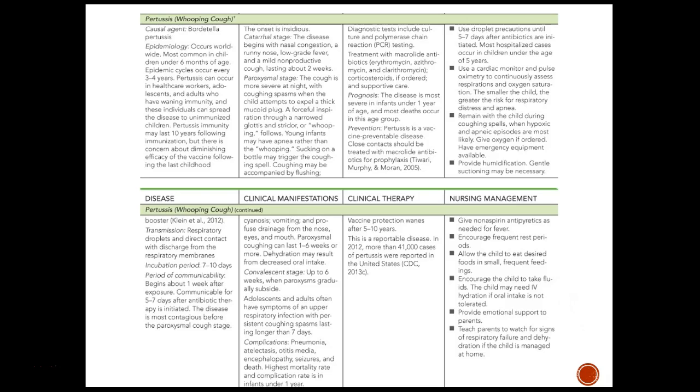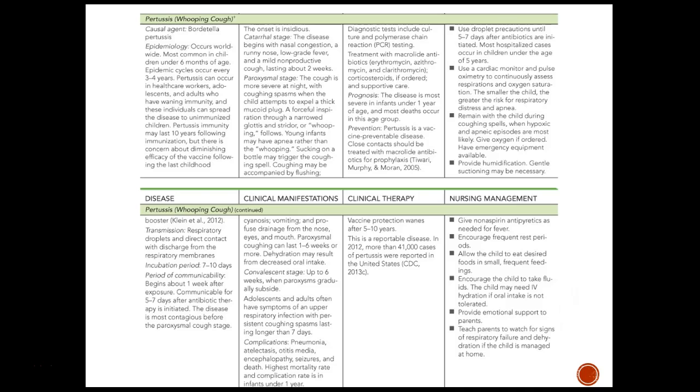And then it moves on into the convalescent stage, and that can last up to 6 weeks. And that is when things start to clear up. It's when the paroxysmal stage gradually starts to subside. Complications related with whooping cough include pneumonia, otitis media, encephalopathy, seizures, and for newborns and young infants, death is also a complication that can occur.